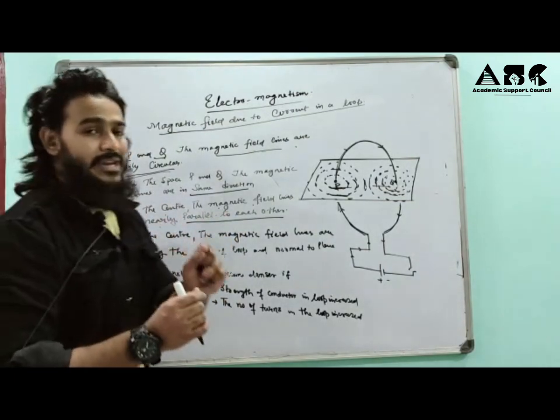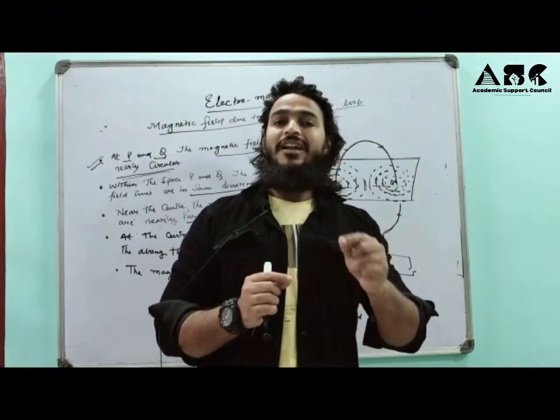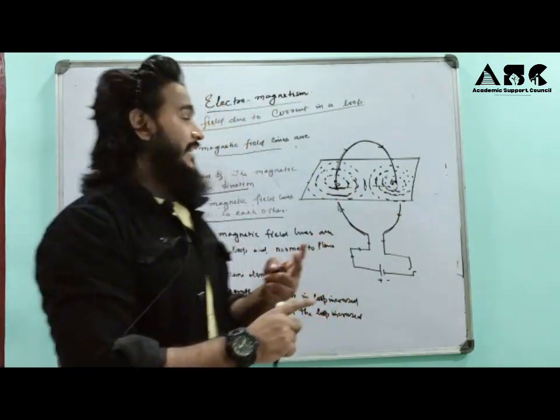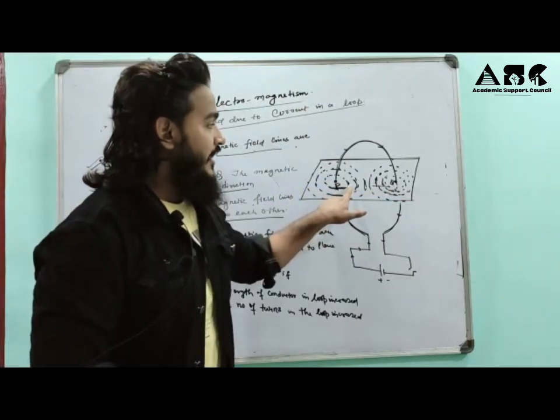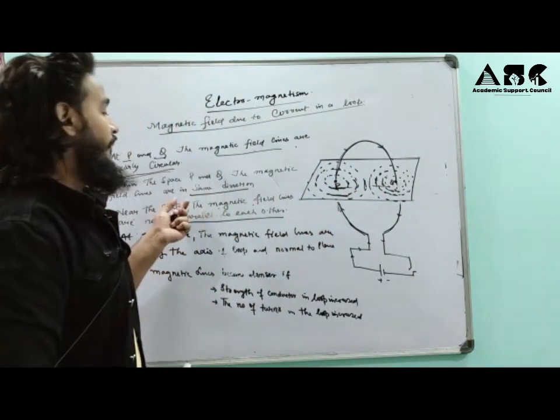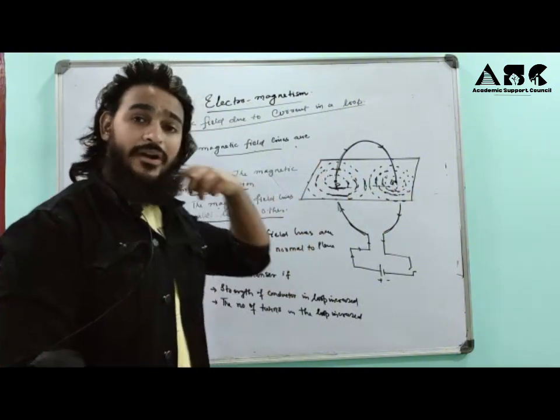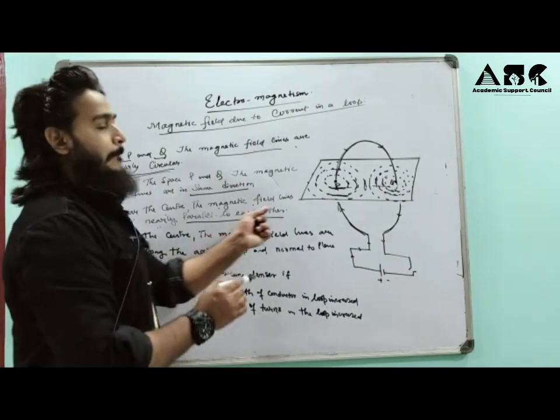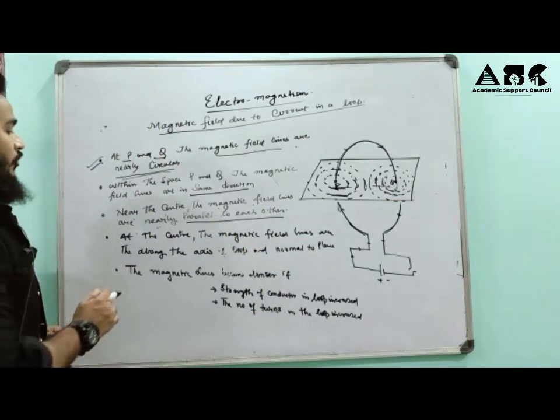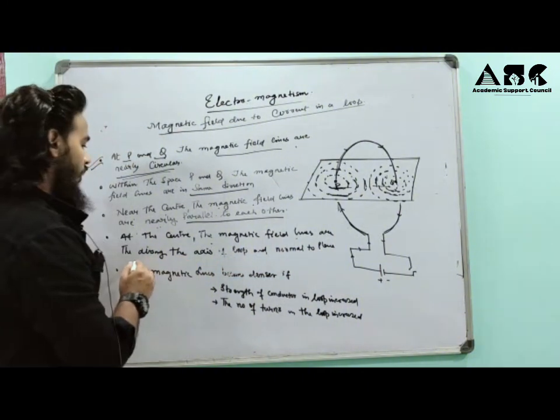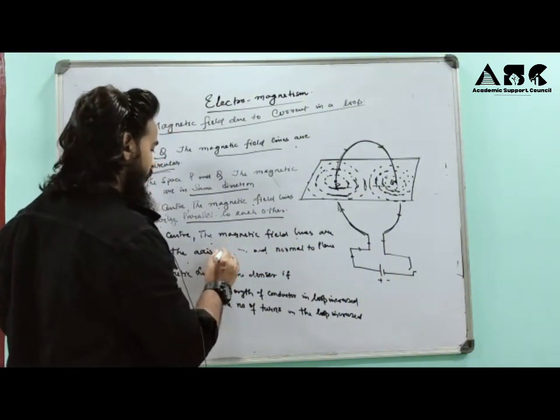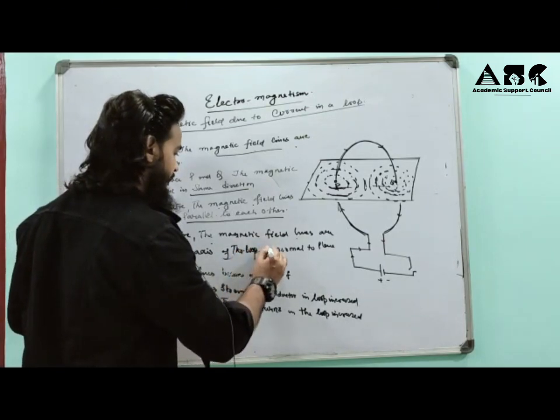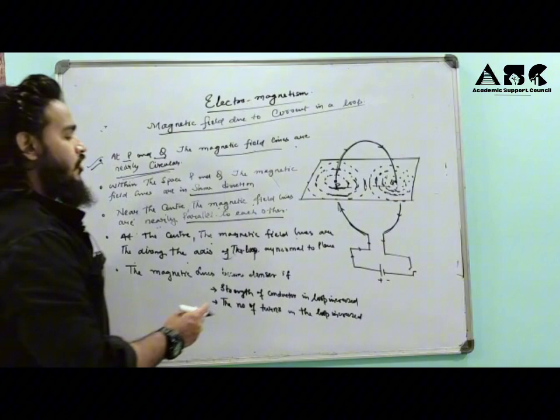Number one, at P and Q, the magnetic field lines will look very similar to a circle. The second point, within the space between P and Q, the magnetic field lines will be in the same direction. The third point, near the center, magnetic field lines are nearly parallel to each other. Now what we can conclude is that at the center the magnetic field lines are along the axis of the loop and normal to the plane.